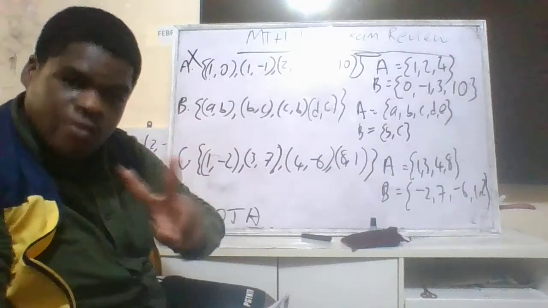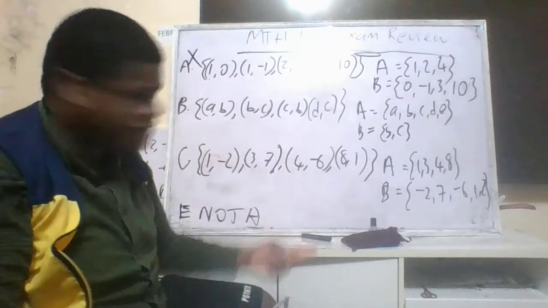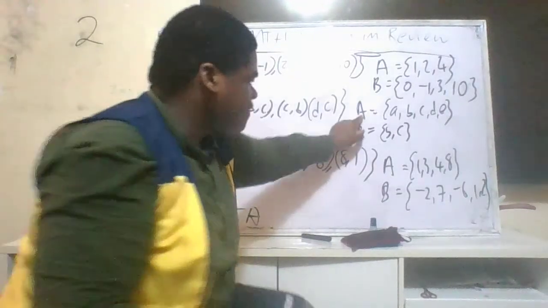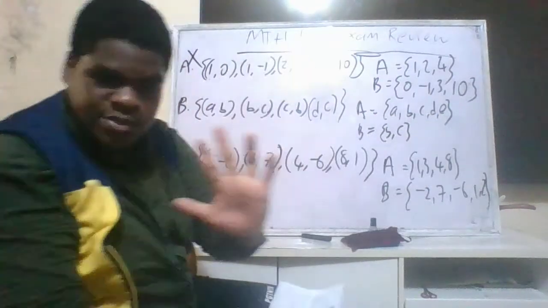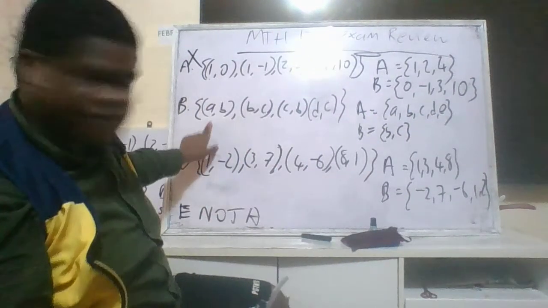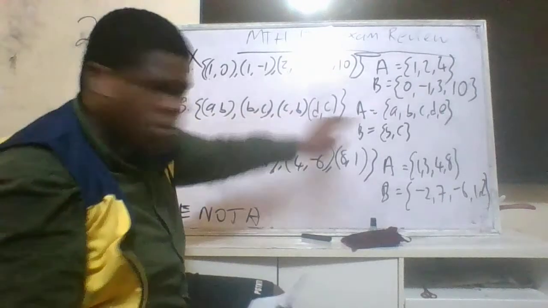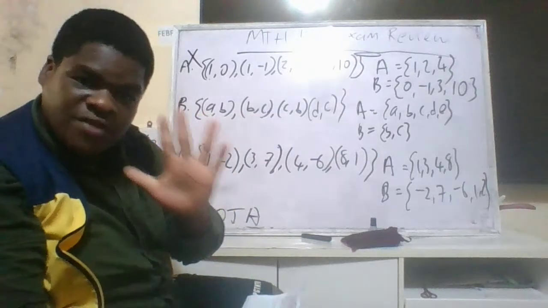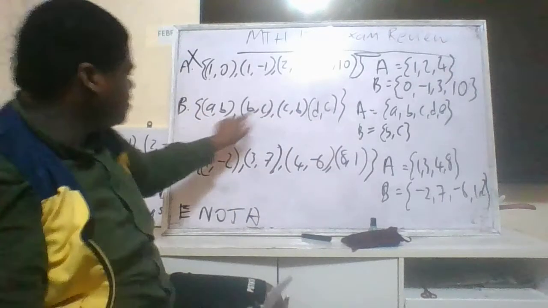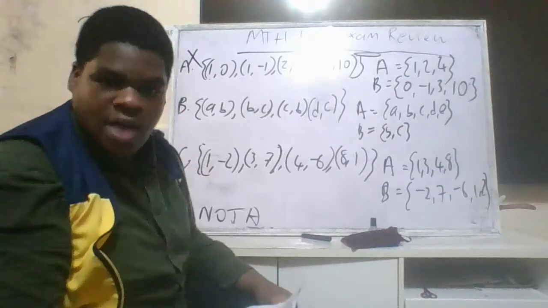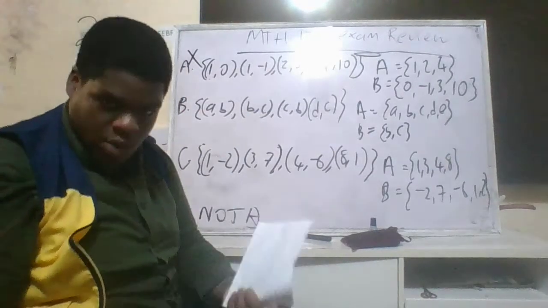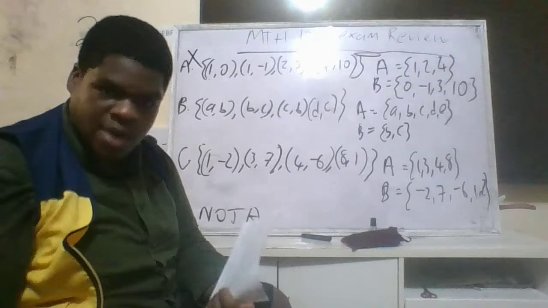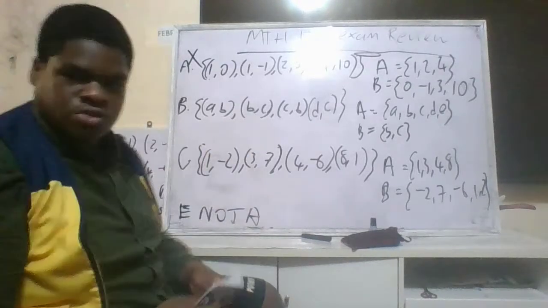So now let's check the second rule. Every husband must have a wife. Let's check the amount of husbands they have. There is A, B, C, D, and E. There are 5 husbands. But how many of them have a wife? 1, 2, 3, and 4. Only 4 have a wife. So let's check for the fifth one that does not have a wife. A, B, C, D. E does not have a wife. So since E does not have an image, a wife, that means this is not a function.